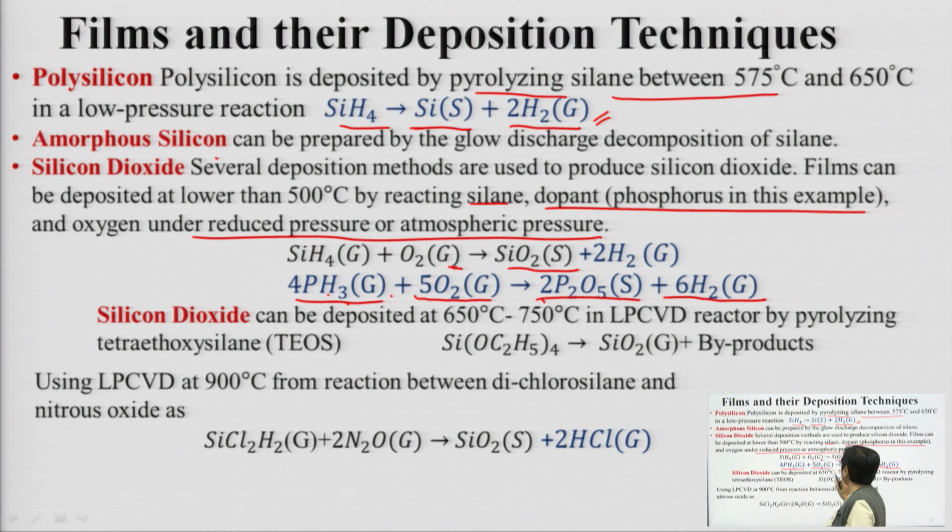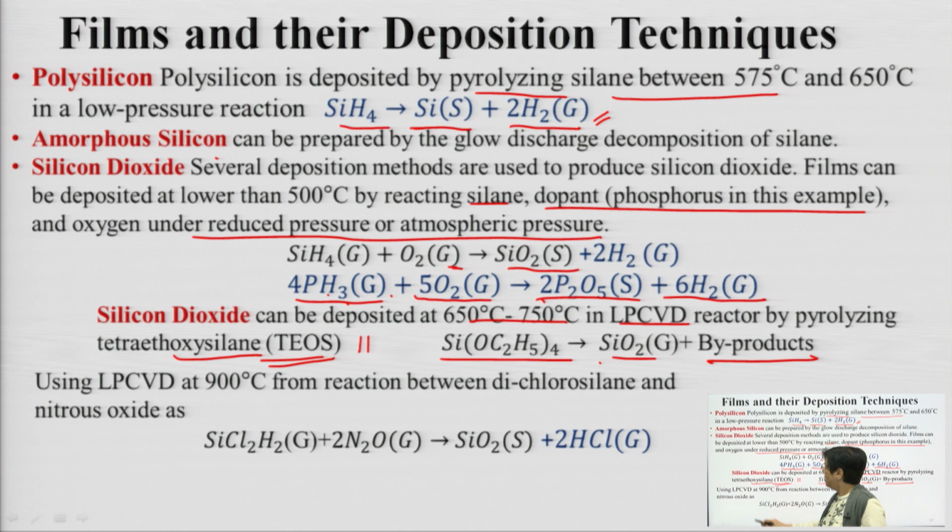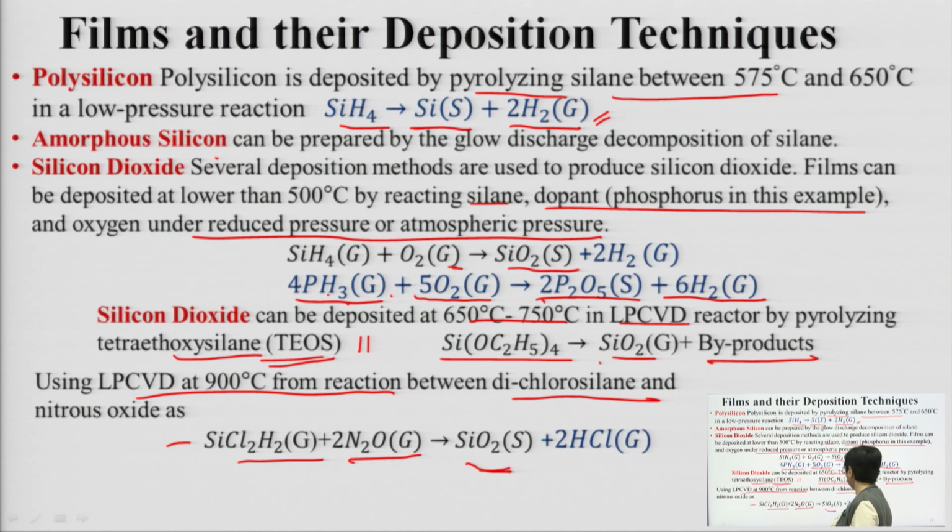Silicon dioxide can also be deposited at 650 to 750 degrees in LPCVD, that is low pressure chemical vapor deposition, by pyrolyzing tetraethoxysilane, that is TEOS. This process is very important and the most used. In this case, you have tetraethoxysilane getting converted into SiO2 and some byproducts. Using LPCVD, silicon dioxide can also be deposited from dichlorosilane and nitrous oxide, which will give you silicon dioxide and HCl.